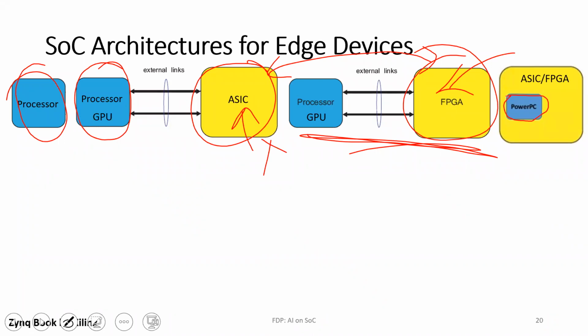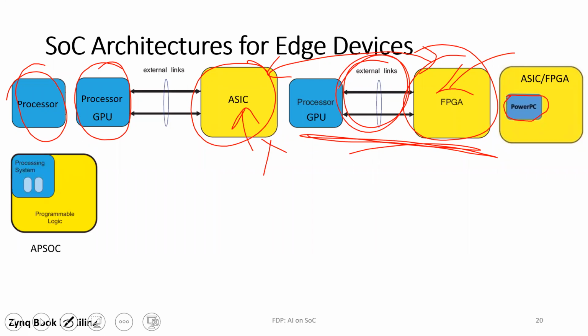What they did, they developed a single chip where you have the FPGA or ASIC hardware as well as the processor on the same chip. So you can see that the issues about the external links have been addressed here. Then over time, you know that ARM became more popular. ARM processors were quite efficient. So what they did, they replaced this PowerPC processor with the ARM dual core processor.